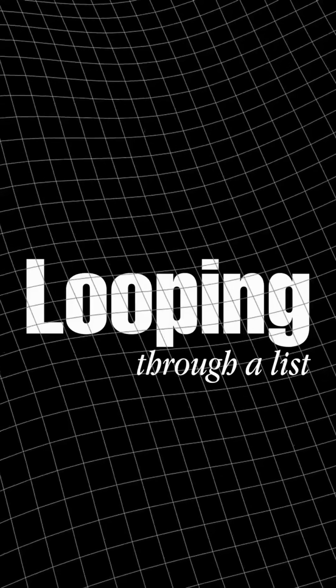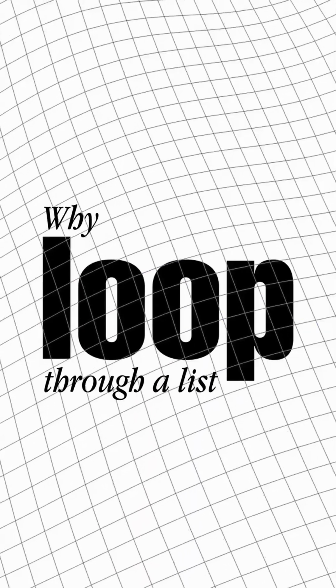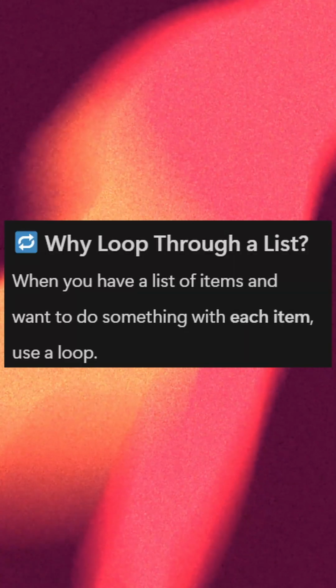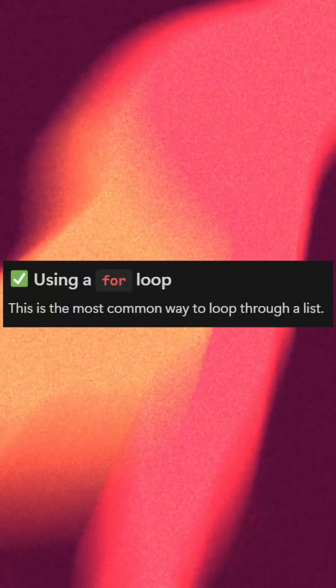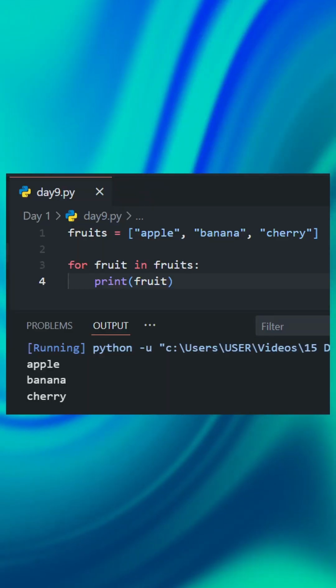Welcome to day 9. Today's topic is looping through a list in Python. Why loop through a list? When you have a list of items and want to do something with each item, use a loop, using a for loop. This is the most common way to loop through a list. Here is the example. This will print each fruit one by one.